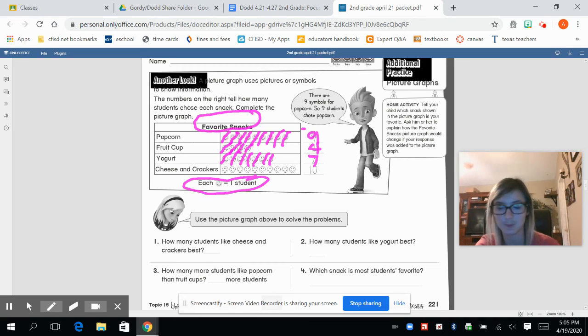So let's go to our last one, cheese and crackers. 1, 2, 3, 4, 5, 6, 7, 8, 9, 10. So 10 students' favorite snack was cheese and crackers. So cheese and crackers, they were the big winner there. The fruit cup was the big loser. They only had 4 votes.